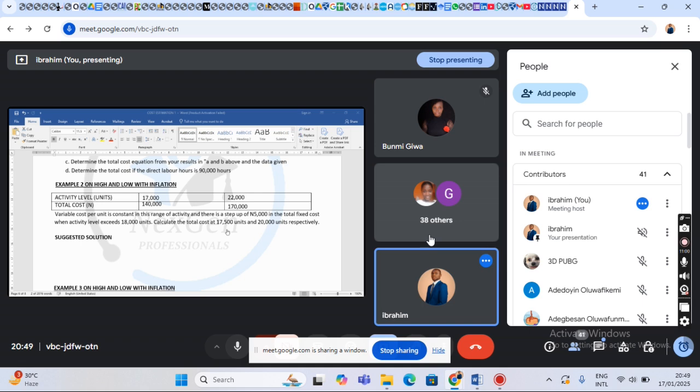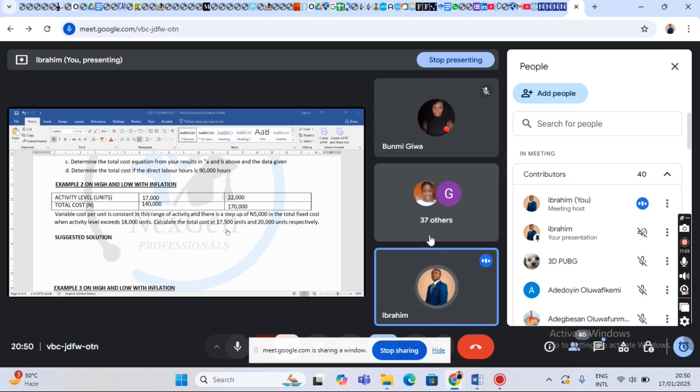Now, they are telling you to calculate the total costs at 17,500 and 20,000 units respectively. Class, you can see the way we analyze this question. They said variable cost per unit is constant, which we already established in our first class, in this range of activity, and there is a step up of 5,000 in the total fixed cost. If you produce more than 18,000, your fixed cost will increase by 5,000. That is just the analysis of this question.